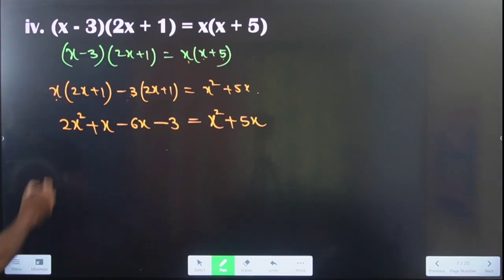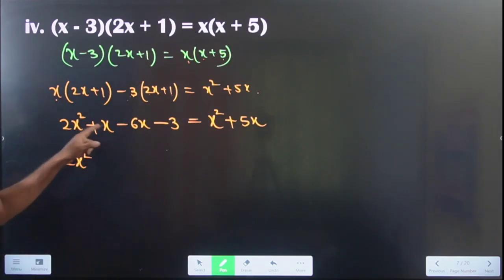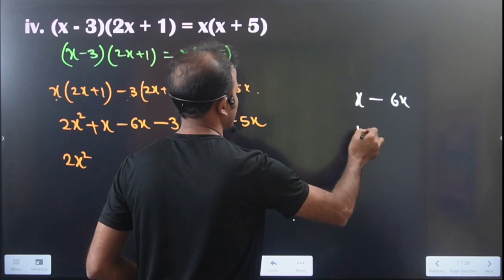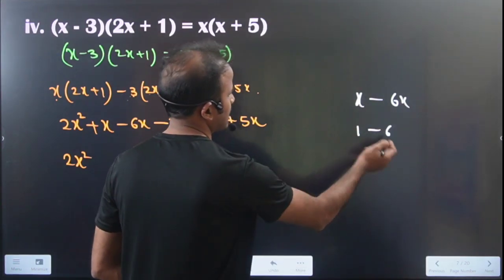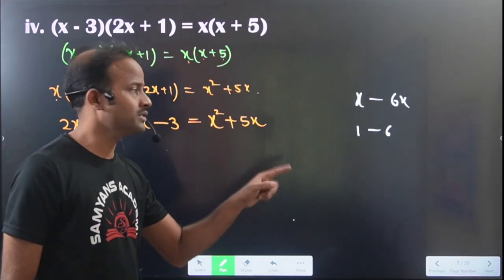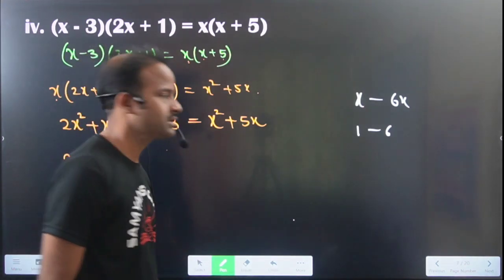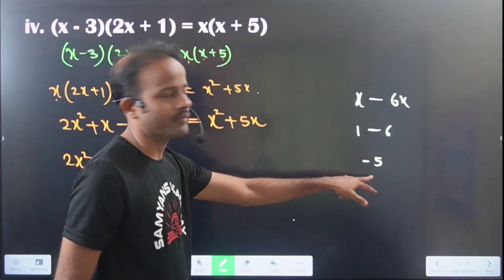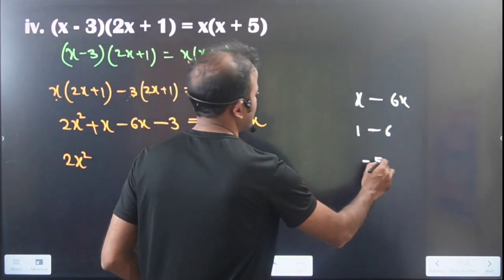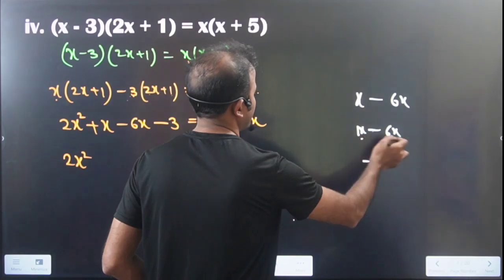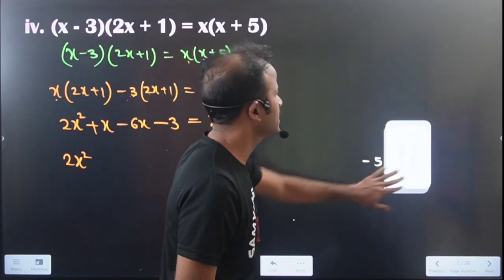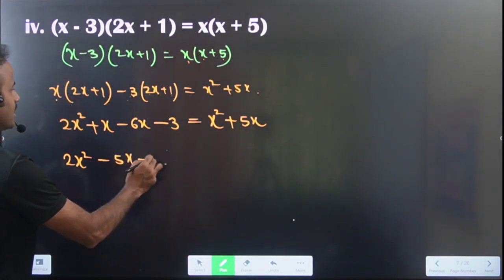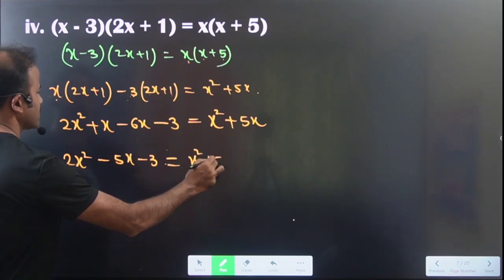Okay, so here we have 2x square. Now you see here, this is x minus 6x. Here the x coefficient is 1 and here the x coefficient is minus 6. What is the answer? 1 minus 6, you have to do the subtraction. Why? Because both have opposite signs. So 1 minus 6 is minus 5. Here the larger number has the negative sign, so the value will be negative. Similarly, x minus 6x is minus 5x. So we can write minus 5x minus 3 equal to x square plus 5x.